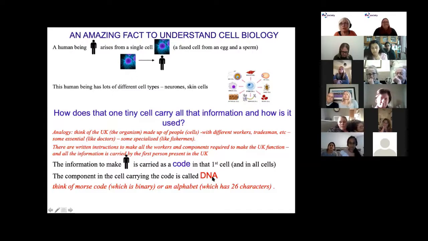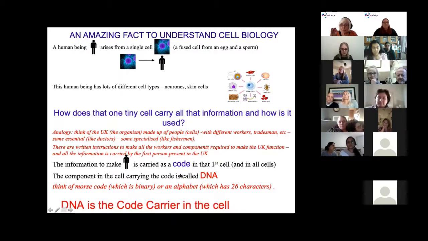You can think of Morse code, which is binary, dots and dashes, or you can think of an alphabet where there's 26 characters. And what we'll go through shortly is the number of characters that you have in that code. So the take-home message of this first bit is the DNA is the code carrier of the cell, having all the information to make a human being.